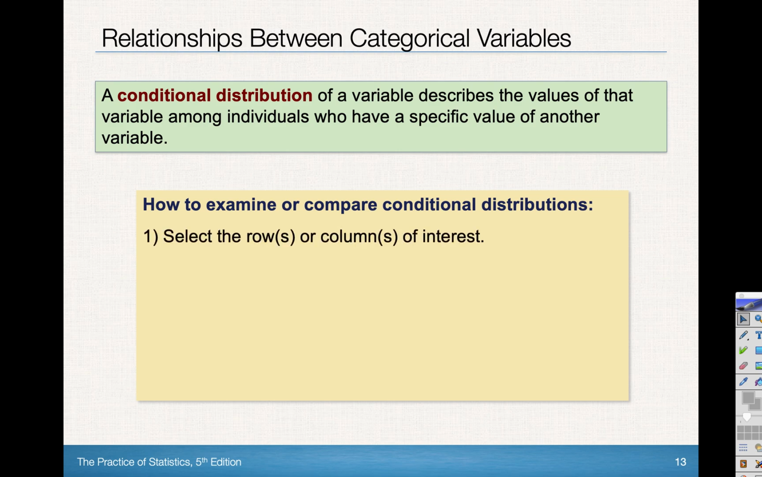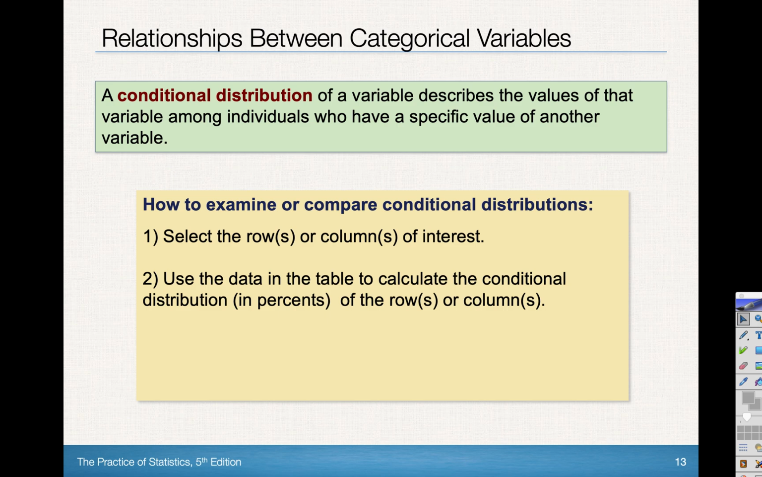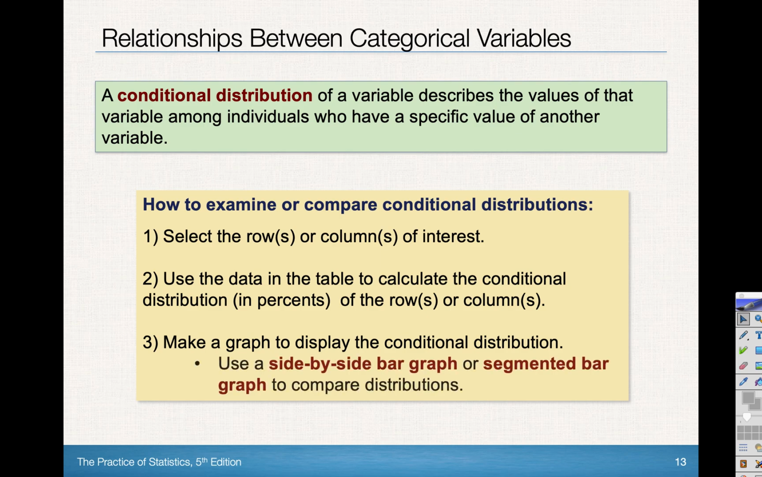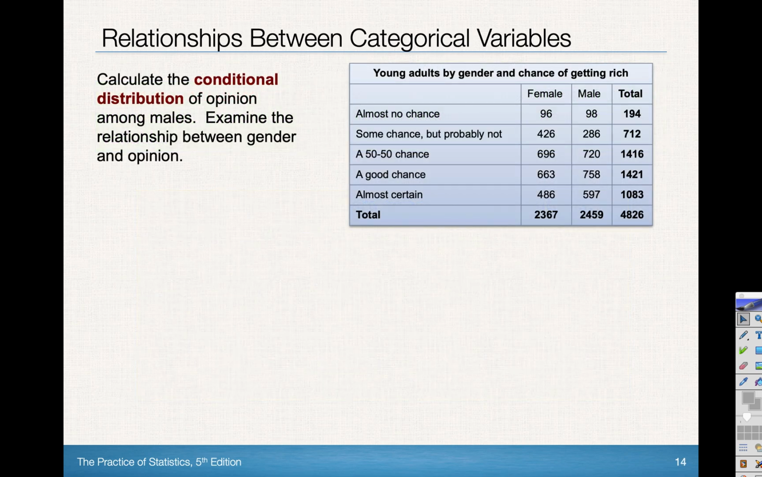First, we want to select a row or column of interest, depending on what conditional variable we're looking at. Then use the data in the table to calculate the conditional distribution. Again, percents are always better when comparing different size groups. Then, of course, we want to make a graph to display the conditional distribution. So let's look at an example: calculate the conditional distribution of opinion among males. Then examine the relationship between gender and opinion.